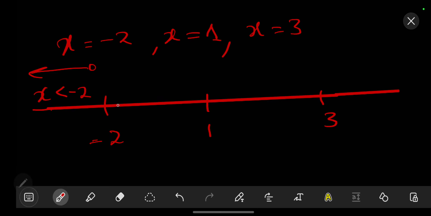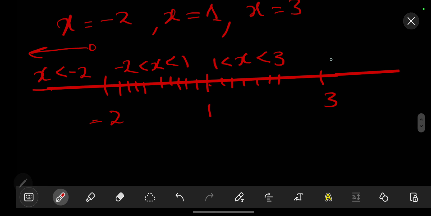Now in between, the values beginning here could be negative 1 and so on. So all the values here are greater than negative 2, but at the same time less than 1. Then from 1 to 3, all the values here are greater than 1, but at the same time less than 3.